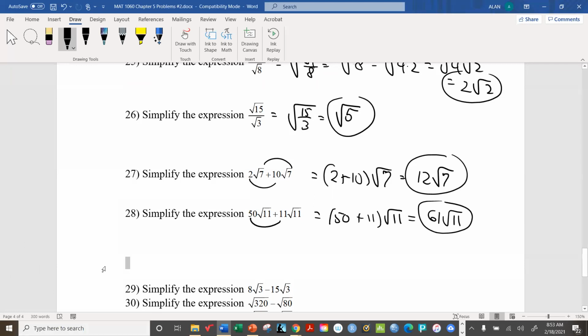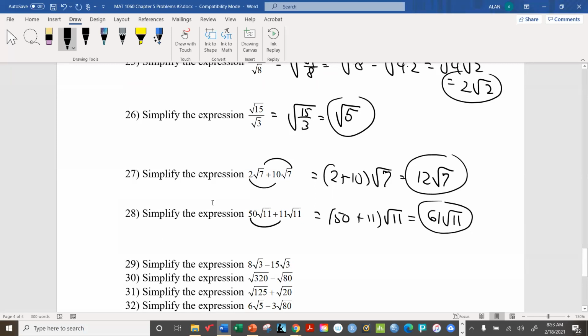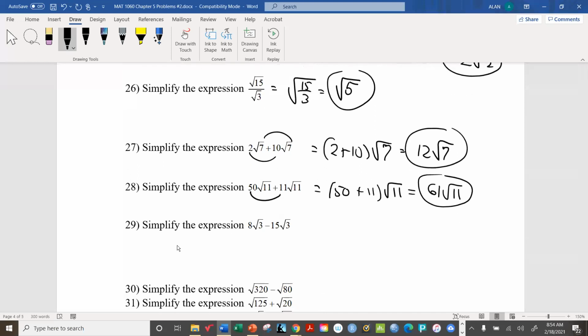Okay. And so here we have 8 minus 15 radical 3 minus 7 radical 3. And that's it.